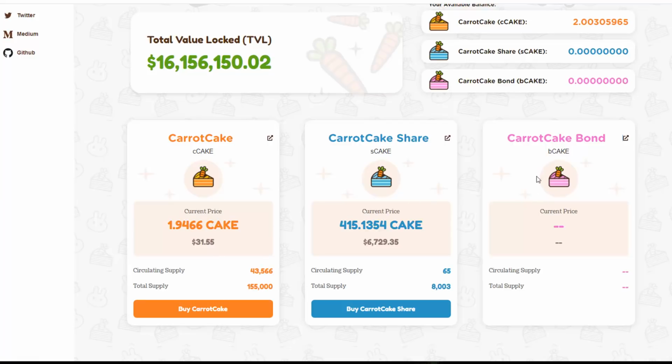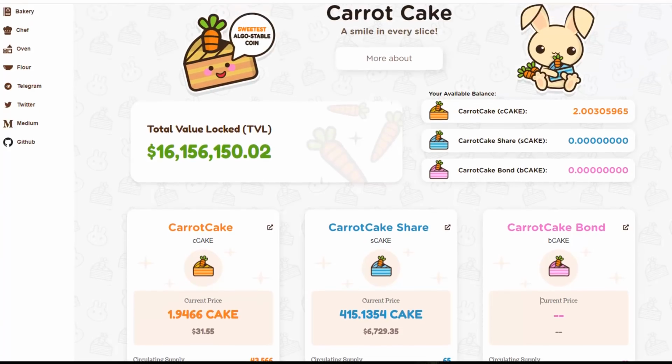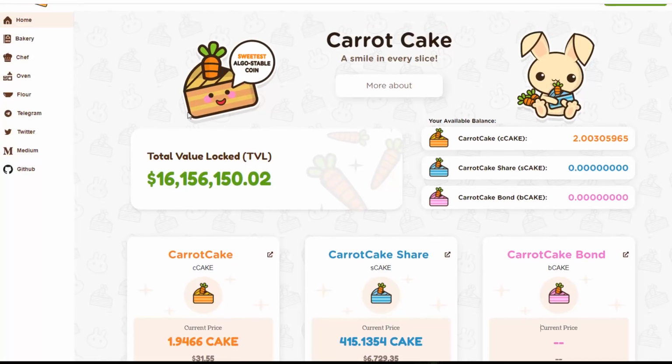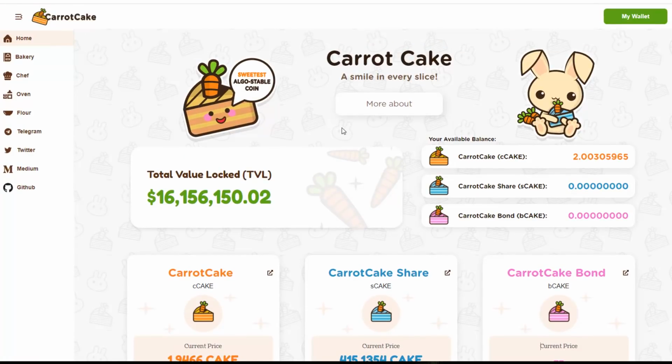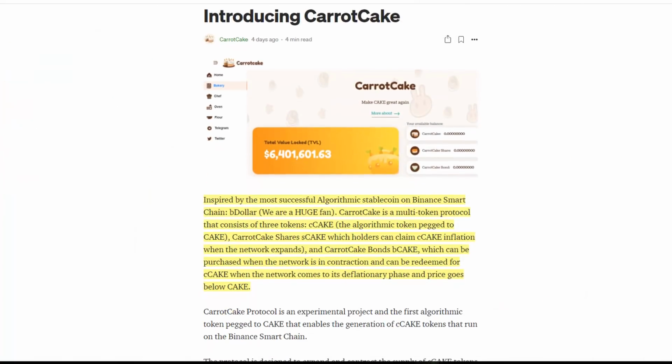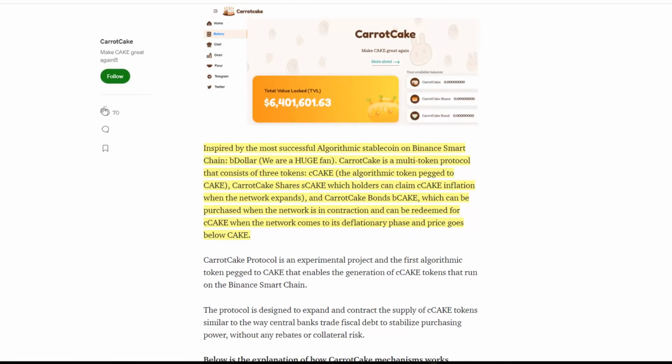And how they do this is they do this CarrotCake bond. So once they expand the supply, they issue these bonds and people can buy them. All right, so let's go back. Let's just talk a little bit about how this works. What I'll do is I'll actually go into this and just use one of the pools I have at the moment. So it says here, introducing CarrotCake, inspired by the most successful algorithmic stablecoin on Binance Smart Chain, bDollar.